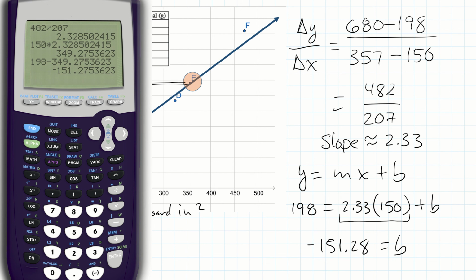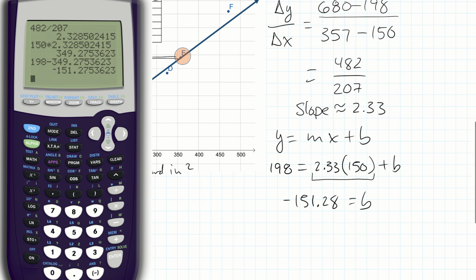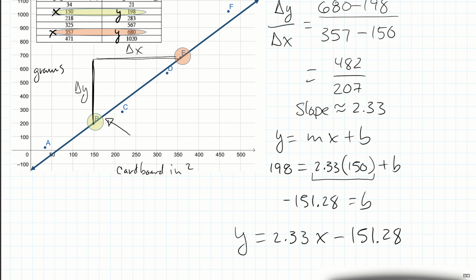Okay, so now I have this model, right? Let's write down what the model is. The model is y equals 2.33 times x minus 151.28. Okay, this model is used to make a prediction. This model takes an x value like 400, and it predicts how much cereal I would be able to fit in the box. It will literally give me the value that's on that line when I plug it in. So the model is made to give predictions.